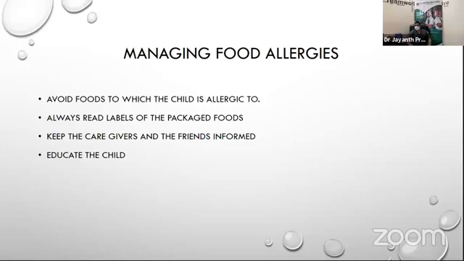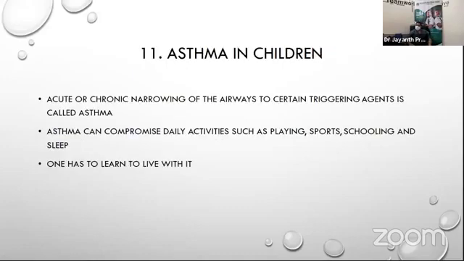As far as possible, do not eat outside food. Always make a habit to read the labels on the packaged food. All the caregivers and the friends of the child should be informed about the kind of food allergy the child has so that they don't offer such foods, and they will know when the child is facing some allergic reaction, that the child has consumed such kind of food. So, the child should be educated to prevent these food allergies.